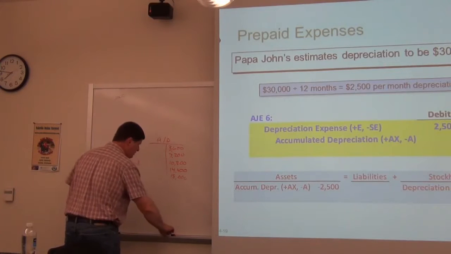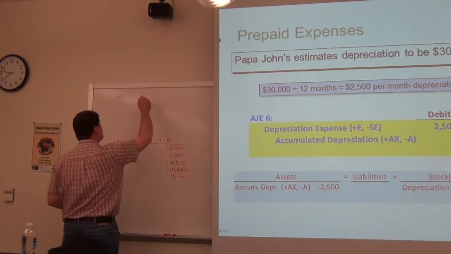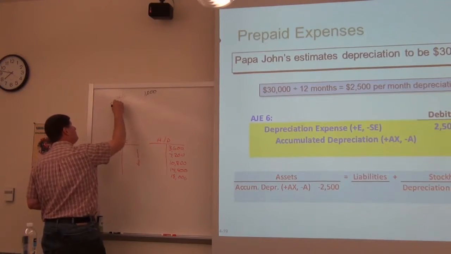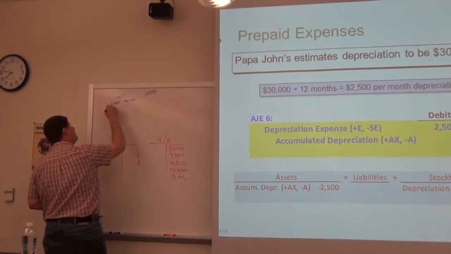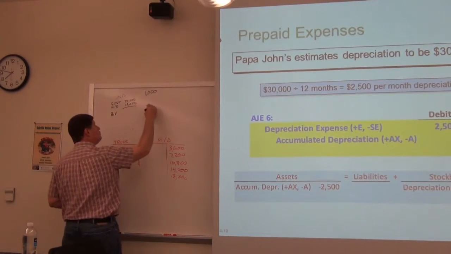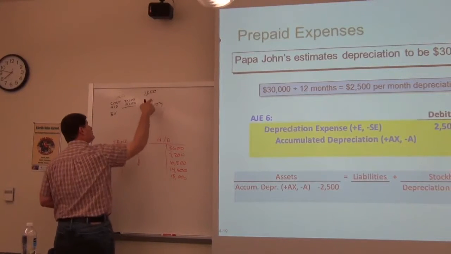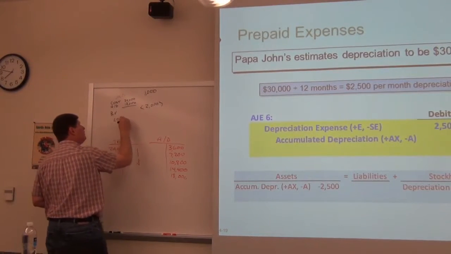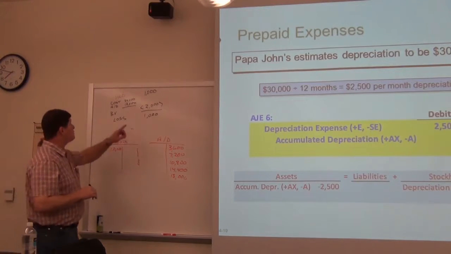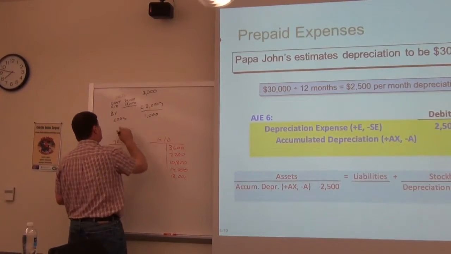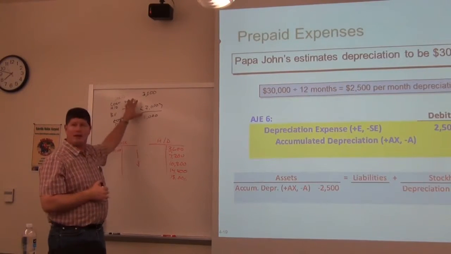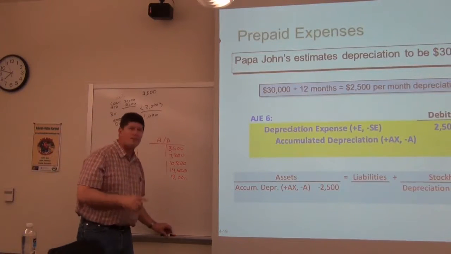How much do we sell the truck for? Somebody give me a number. $1,000. We're selling the truck for $1,000. Good? Okay, so we have cost, accumulated depreciation gives me book value $2,000. 1,000 minus 2,000 gives me loss of $1,000. If we had sold the truck for $3,000, I would have a gain. Notice it's not revenue, it's not expense. Remember we talked about gains and losses? Good?